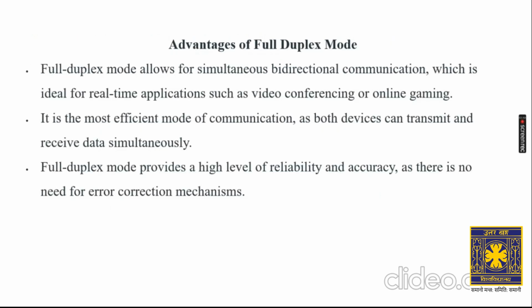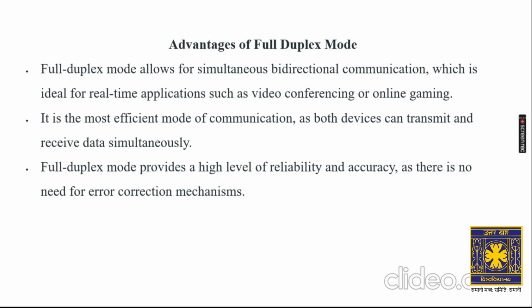Next, let us go to the advantages of full duplex mode. Full duplex mode allows for simultaneous bidirectional communication. Bidirectional means in both directions, and simultaneous means at a time, and it is very ideal for real-time applications. Like video conferencing, or there might be some online gaming system. There simultaneous and bidirectional communication is very much needed, otherwise you won't be able to do video conferencing. It will become very slow and very irritating. To get rid of this, we need full duplex mode of communication.